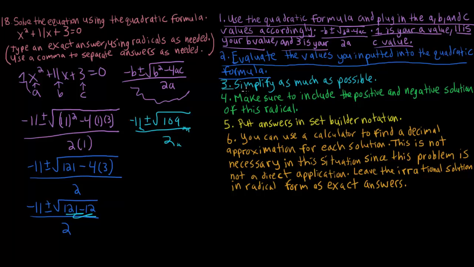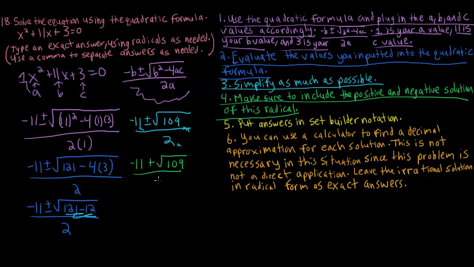So step 4 now wants us to make sure to include the positive and negative solution of this radical. So the positive solution of this would be negative 11 plus the square root of 109, all of that over 2, or you have the negative solution, which is negative 11 minus the square root of 109, and all of that divided by 2.